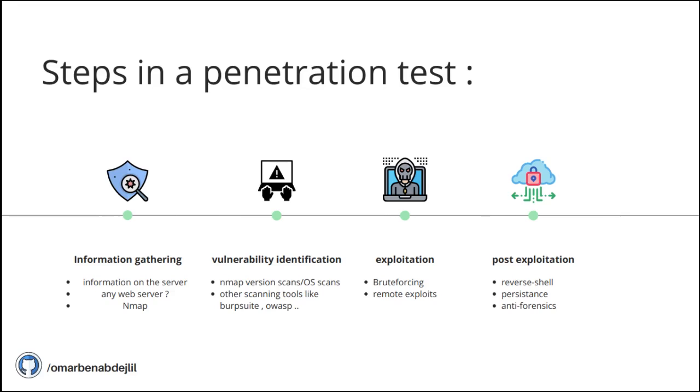Here we have the steps in the penetration test. As you can see, we have information gathering, for example, information on the server or any web server. You can use Nmap for this. We have vulnerability identification. We can do an Nmap version scan and specify OS scans. We can use other scanning tools like Burp Suite or OWASP, etc.